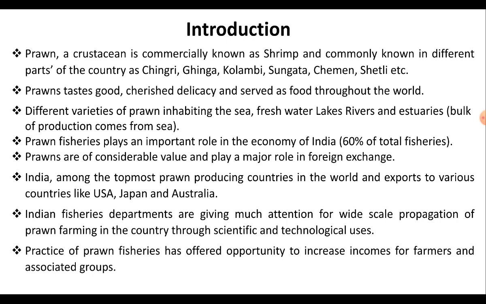Students, as we all know, prawn is a crustacean which is commercially known as shrimp and commonly known in different parts of the country as chingri, jhinga, kolambi, suganta, etc. Due to its nice taste, it is supposed to be a cherished delicacy to serve as food throughout the world. There are different varieties of prawns inhabiting sea, freshwater, lakes, rivers, and estuaries.